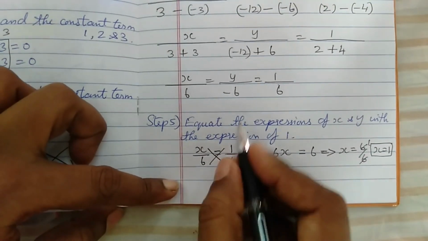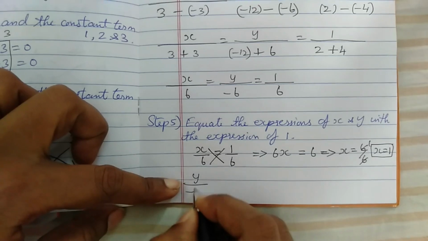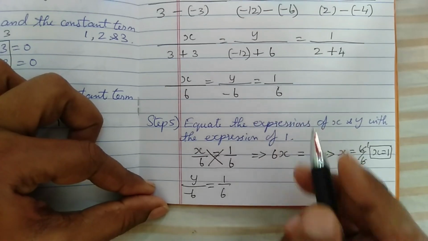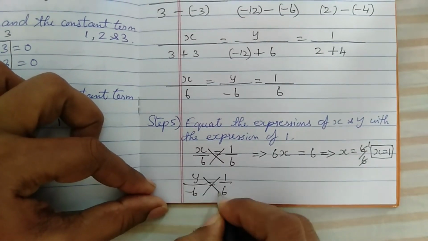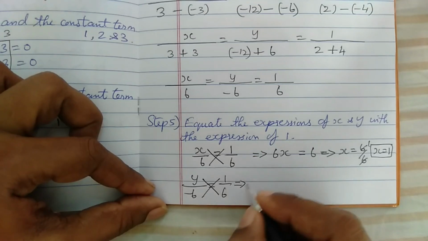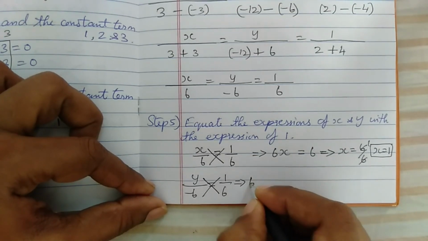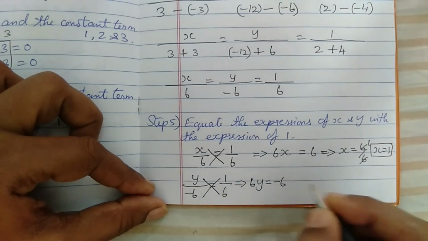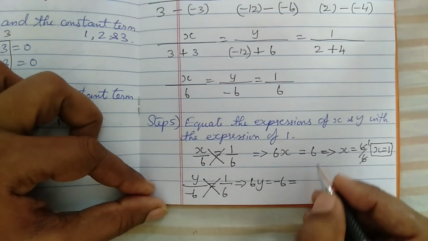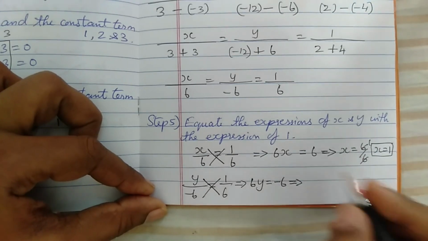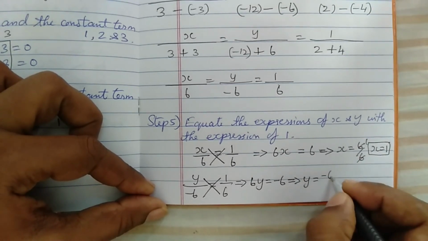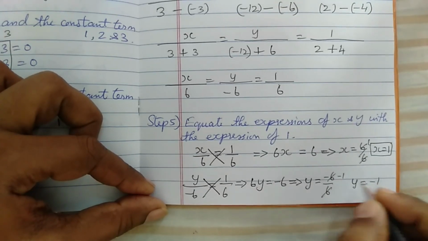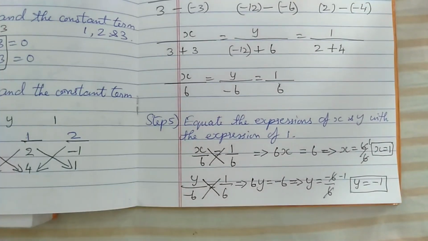Okay, same way for y by minus 6 is equal to 1 by 6. You will be equating this with this expression. So cross multiply now. Here you will get y into 6 will be 6y is equal to minus 6 into 1, minus 6. So now here your y is equal to minus 6 divided by 6 goes minus 1 time. So y is equal to minus 1. You have got the value for y also.